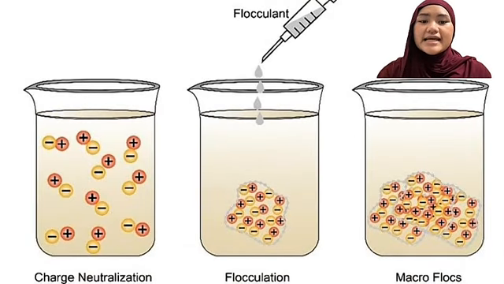Flocculation is the second stage where the water is gently mixed. Small particles combine to form larger clumps called flocs, which can settle or be removed by filtration.